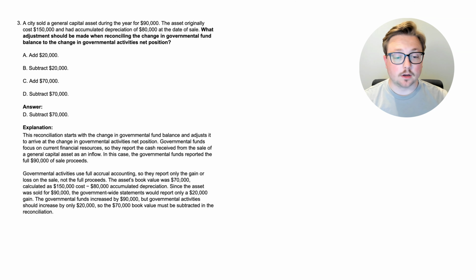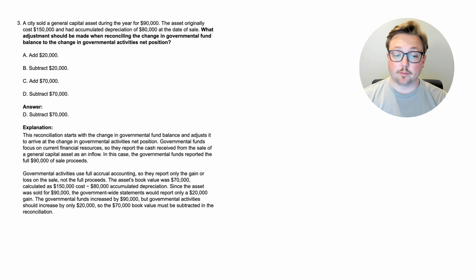Governmental funds focus on current financial resources, as we've learned, so they report the cash received from the sale of a general capital asset as an inflow. In this case, the governmental funds reported the full $90,000 of sales proceeds. And that's all they recorded because when they originally purchased this asset, they recorded that purchase as an expenditure. So that's already been recorded. They haven't been keeping track of depreciation, and now they're selling it, so they're just saying they got $90,000 in cash. And that's how it's working in the fund balance.